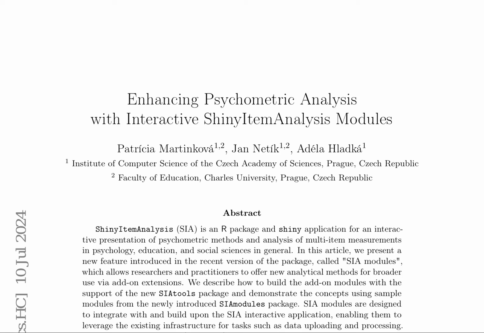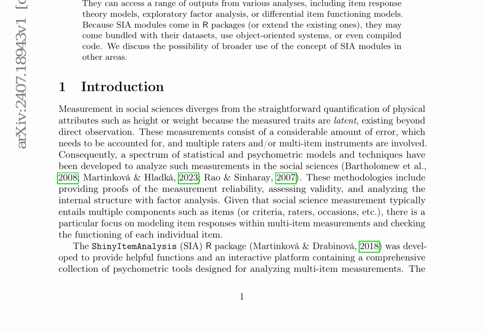ShinyItemAnalysis, SIA, is an R package and Shiny application for interactive presentation and analysis of psychometric methods in psychology, education, and social sciences. The recent version of the package introduces SIAmodules, allowing researchers and practitioners to develop add-on extensions for broader use. These modules integrate with and build upon the SIA interactive application, leveraging existing infrastructure for tasks such as data uploading and processing. They can access a range of outputs from various analyses, including item response theory models, exploratory factor analysis, or differential item functioning models.